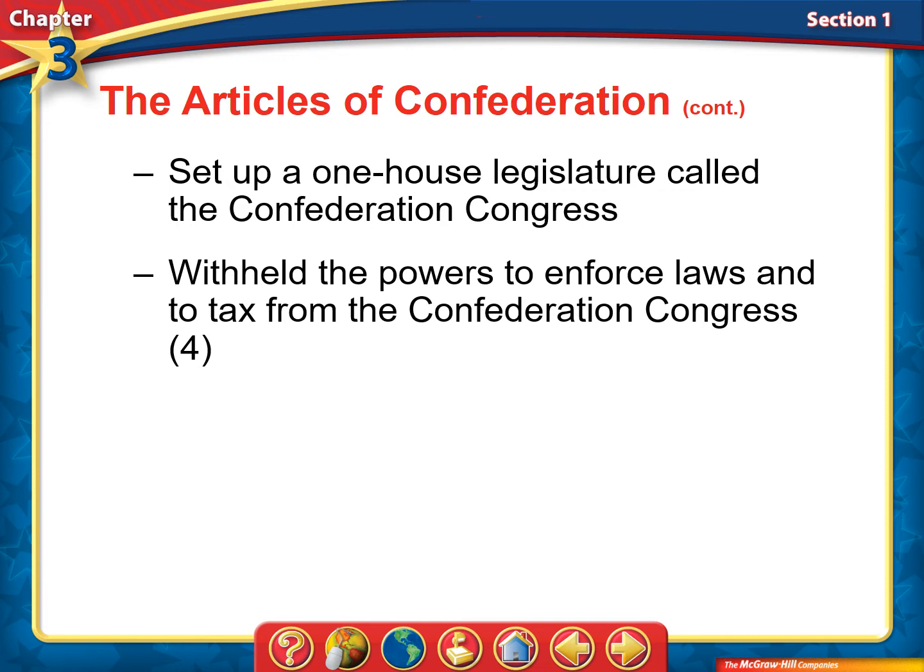Now here's the really tricky part. The Confederation Congress could approve laws, but it would be up to the individual states to enforce them. And so this had a lot of inherent flaws. The Confederation Congress did not even have the power to tax the states.